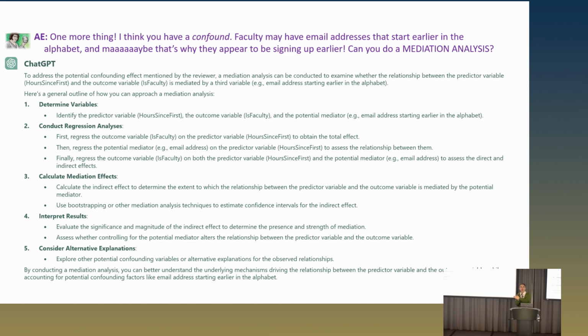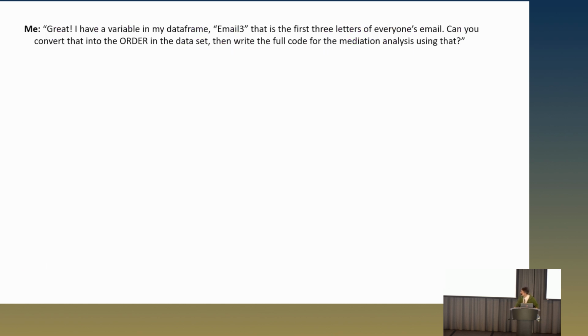It's extraordinarily common, and my experience is because of that, what it will tell you is spot on, because it's trained on thousands of documents that explain mediation analysis. And I did read this. It is really exactly correct. But I want to know how to do it. And again, you can try this. Great, I have a variable in my data frame, email3, that is the first 3 letters of everyone's email. Can you convert that into the order in the data set and write the full code for the mediation analysis?